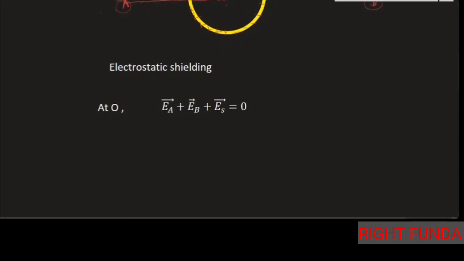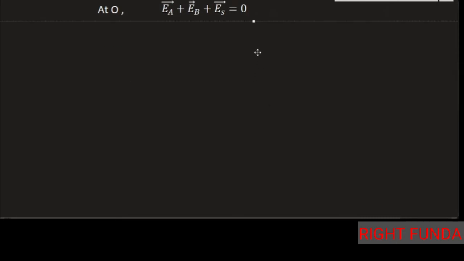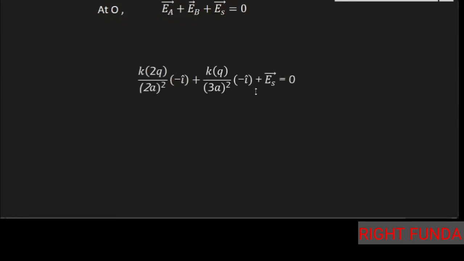So let's write the equations. EA is equal to K minus 2Q by 2A whole square, in the minus i cap direction. Then KQ, the right side charge, by 3A whole square, this is minus i cap, away from this charge towards the left-hand side. And ES is the electric field, and the sum is equal to 0. So if I arrange this, I can get ES. Taking the other two terms to the right-hand side, I get K 2Q by 2A whole square i cap plus KQ by 3A whole square i cap is equal to ES.